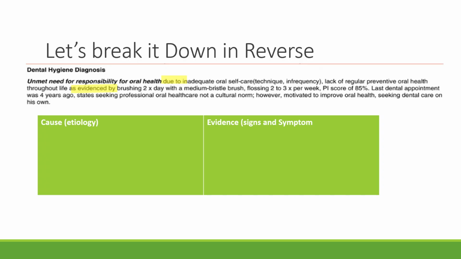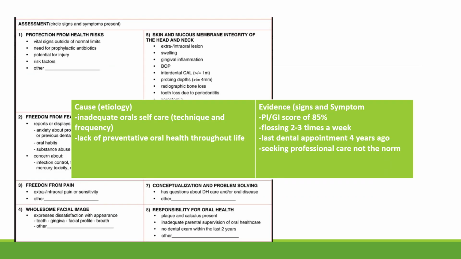And so what is it due to? Why do they have an unmet need for responsibility for oral health? Because they have inadequate oral self-care at home. They're not looking after the teeth. They're not seeing a dentist on a regular basis. They're not having regular preventive oral health care throughout their life. So again, when you're looking at your human needs deficits, you want to think about what is causing it. What's the etiology of it? Inadequate oral self-care, lack of preventive oral health care throughout their life.